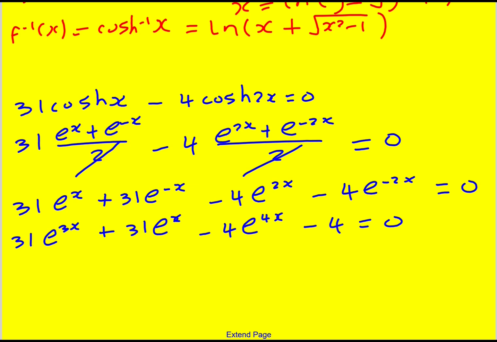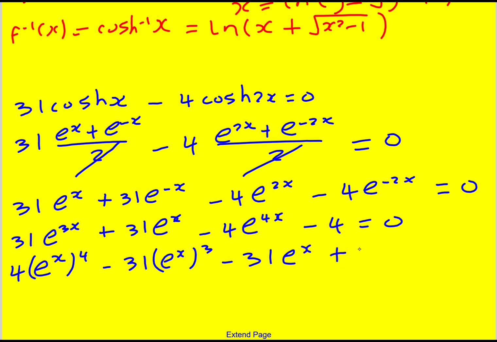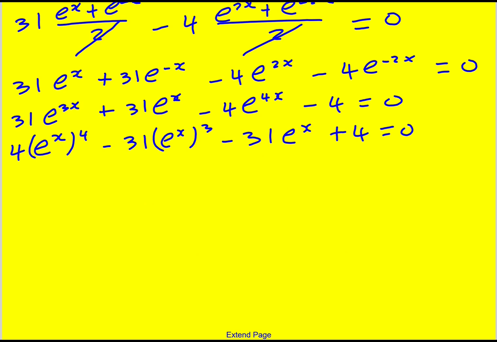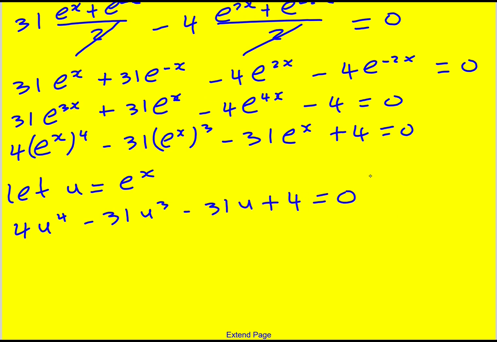I've got rid of the negative parts of the exponentials now. And then I can rewrite it as, because I want to make that bit positive, 4 e to the x to the 4 minus 31 e to the x to the 3 minus, there's no e to the x squared, minus 31 e to the x plus 4 is equal to 0. I'm going to let u equal e to the x, so then we can see our quartic. 4u to the 4 minus 31u to the 3 minus 31u plus 4 equals 0.